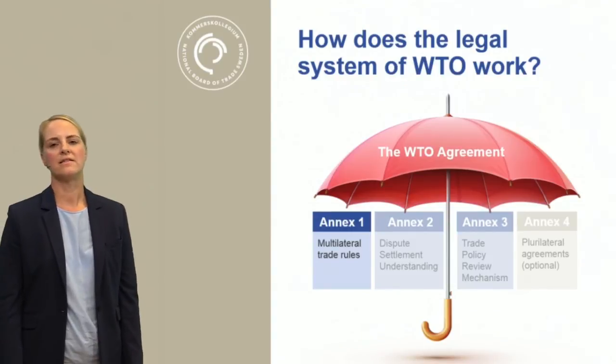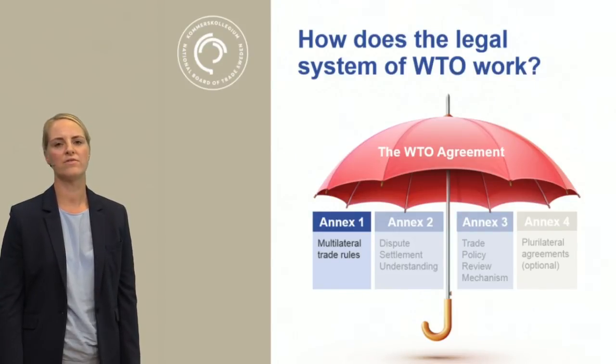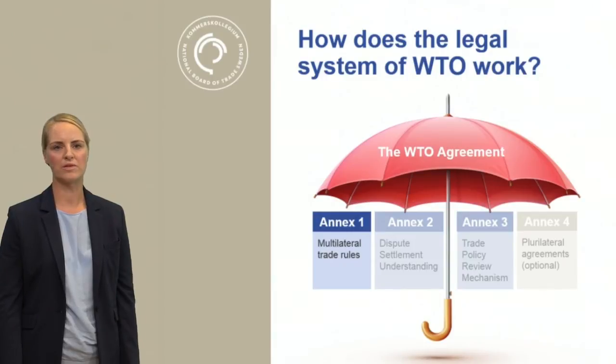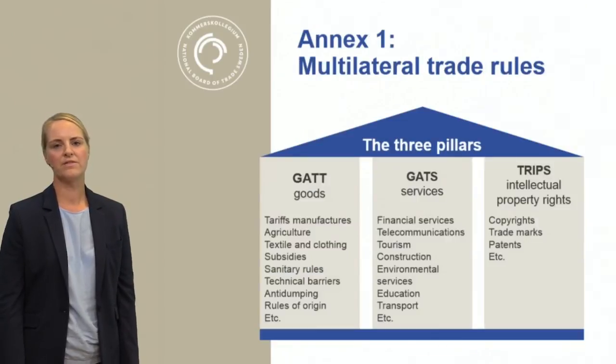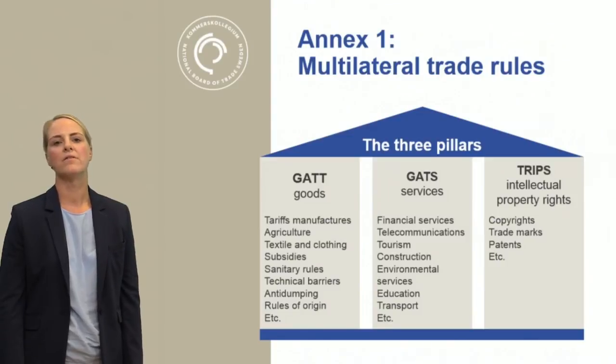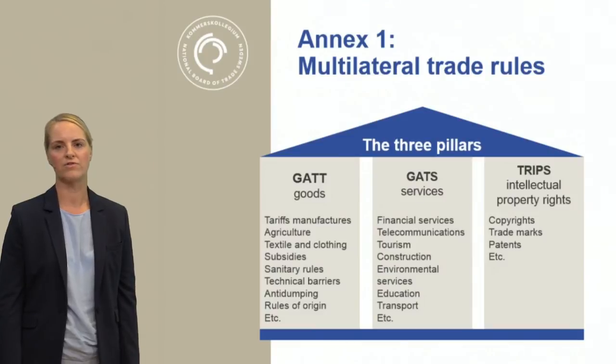Annex 1 contains the substantive trade rules, the mandatory multilateral agreements. It is divided into 3 parts: trade in goods, trade in services, and trade-related aspects of intellectual property rights. These 3 parts are also called the 3 pillars of the WTO and are the core of the substantive multilateral trade rules. The GATT pillar covers the agreements covering trade in goods. The GATS pillar, the agreements covering trade in services, and the TRIPS pillar contain the rules on intellectual property rights.